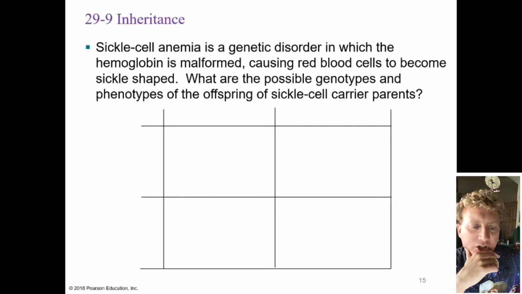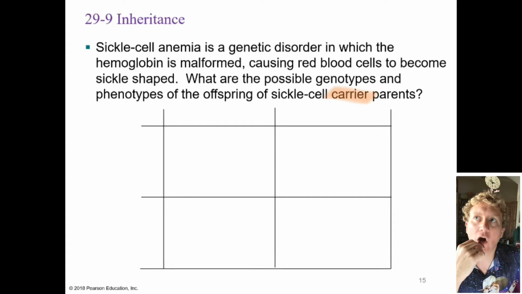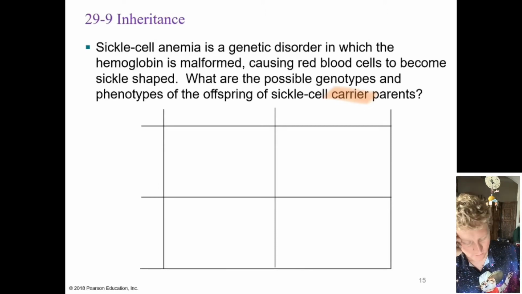Let's see, what are the possible genotypes and phenotypes of offspring of sickle cell carrier parents? So something to keep in mind, if you see the word carrier, that means they are heterozygotes. They have one of the alleles. They are carrying the allele, but they themselves do not have that particular phenotype. They can give it to their children. Okay, so that means, what's a good letter? I'm going to do B's. I'm going to say big B is regular, and little b is sickle shape.